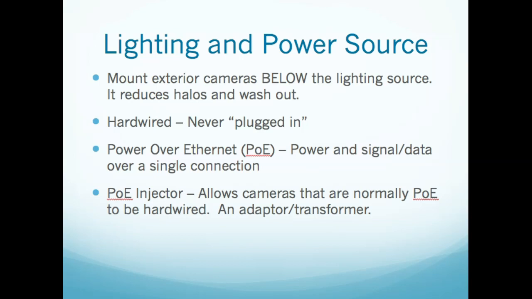So, general rule, mount your cameras below your lighting source. We hardwire cameras. We never plug them in. So when we go into a power source, we just don't plug them into a wall like a wall socket or into an Ethernet port, right? Because they can do power over Ethernet. We just don't plug them in. We hardwire them in. Why do we do that?